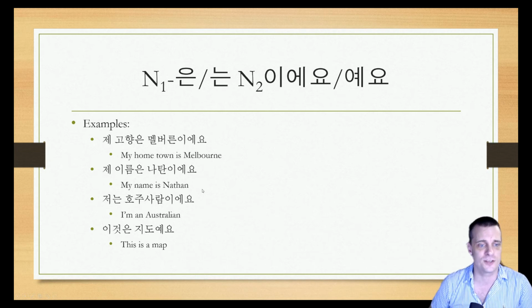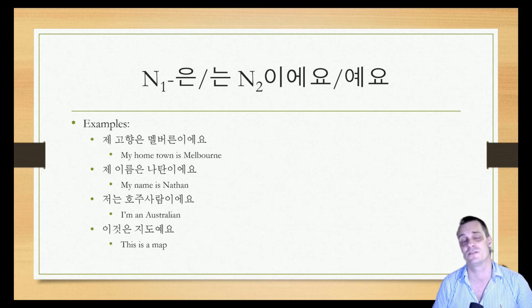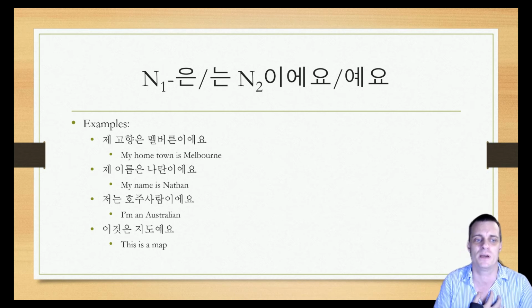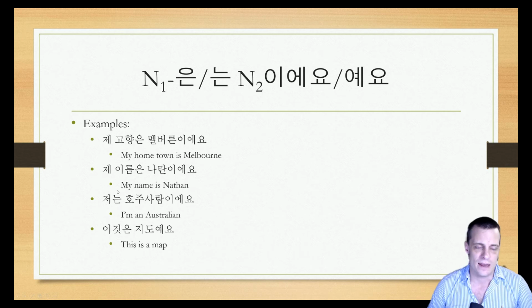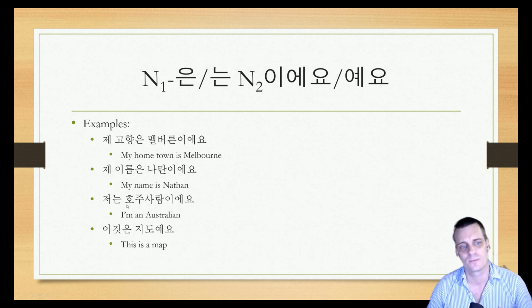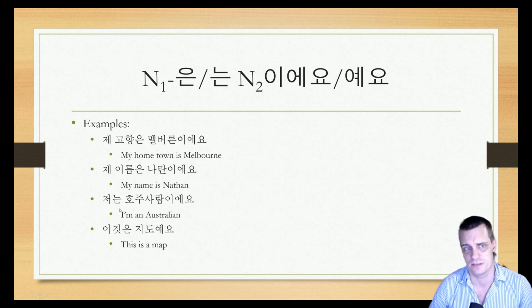Next, 저는 호주 사람이에요, which means I'm an Australian. Or about me, I am an Australian person. And looking at that sentence construction, 저는, so me, or I, 호주, Australia, 사람, person, am. So I am an Australian person. 저는 호주 사람이에요.